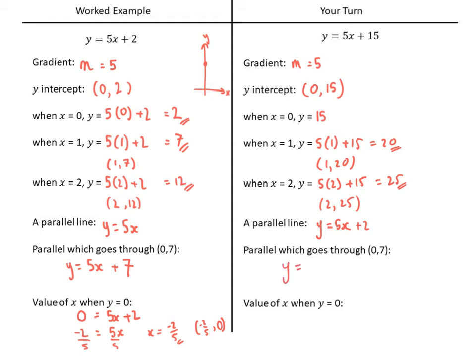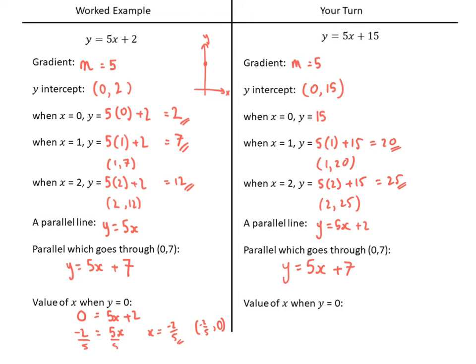Y equals 5x. This is a y-intercept along 0 up 7. We're in this situation here with this point. So it means I need a plus 7. These two lines are the same because these two lines have the same gradient.